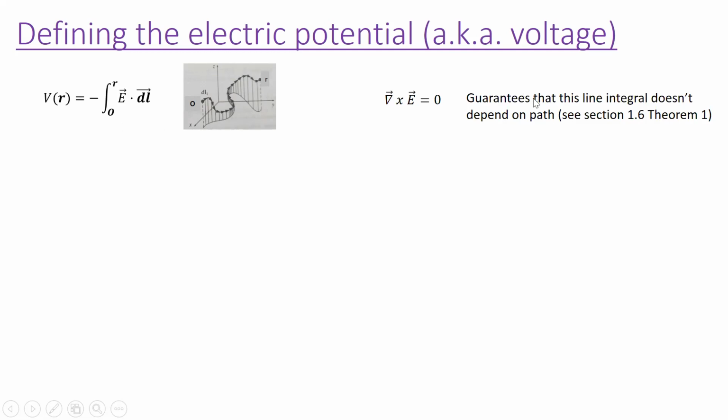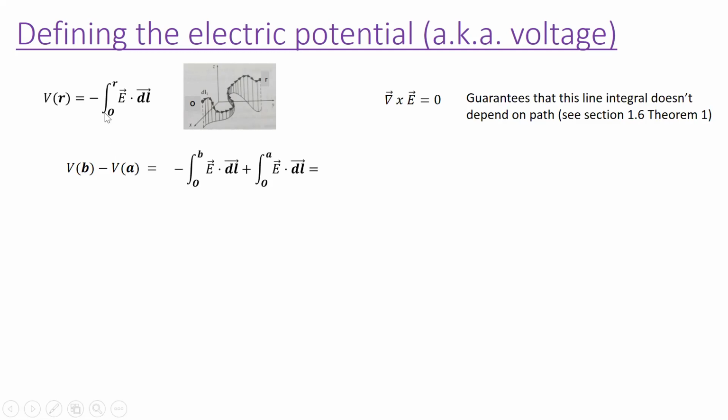I'm not going to prove that here, but back in the section on the curl and line integrals, section 1.6, theorem 1 shows that the curl of a vector field being 0 means that the line integral doesn't depend on the path. Okay, so rather than the absolute electric potential, what's often more important in physical problems is the difference in electric potential between 2 points. We call it V of point B minus V of point A.